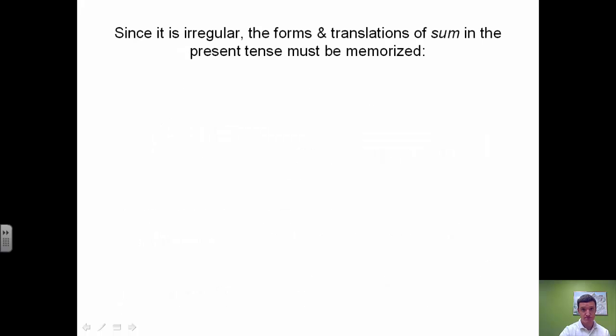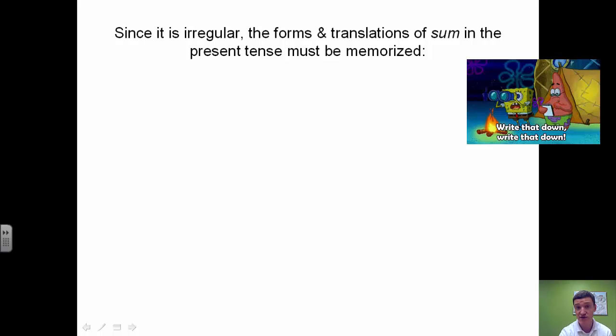What about the forms? Since it's irregular, the forms and translations of sum in the present tense must be memorized. Okay, there's no other choice. You have to memorize these things. First singular is sum, right? The first principal part of every verb is always the first singular. And you'll notice on the screen, I've highlighted in blue the personal ending, right? When you first learn the personal endings, the first singular was O or M, right? There is an alternate choice, and here we're using the alternate. So sum, I am.